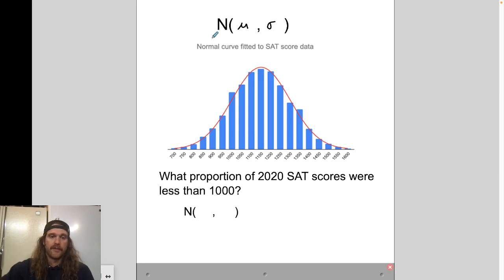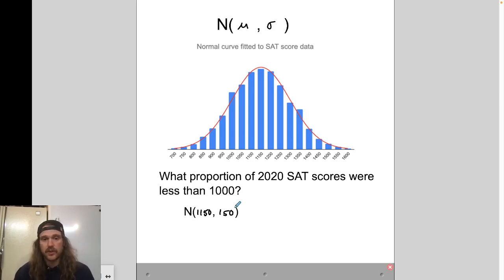For example, if I said what proportion of 2020 SAT scores were less than 1,000, this is a question from last time. We would say we're going to use a normal distribution with mean 1150 and standard deviation 150. We determined these values last time. Mean 1150 for SAT scores, standard deviation 150.